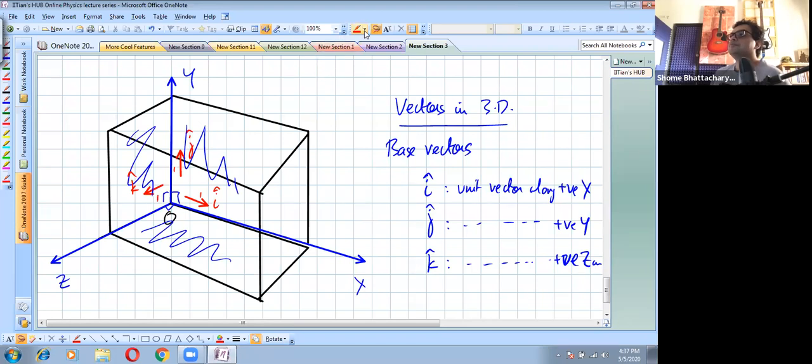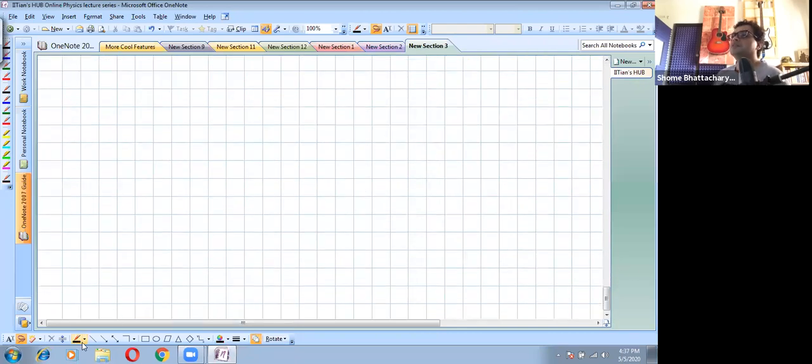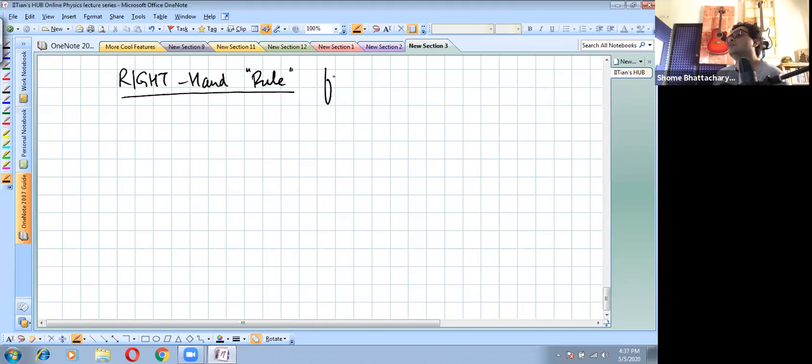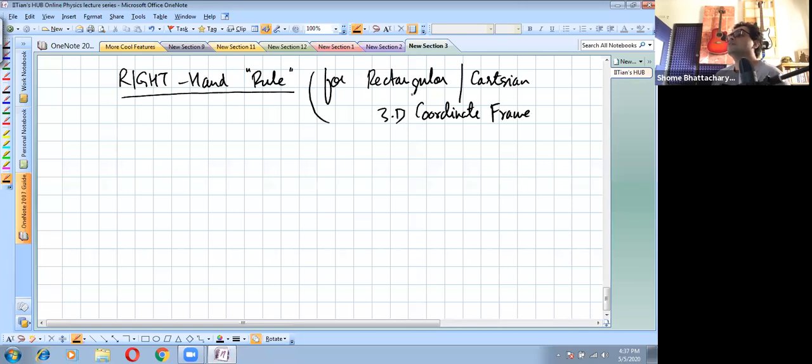Okay. Next up, let us understand something very important here, which is right hand. For a rectangular, or what we call a Cartesian, coordinate system. Of course, we are talking about three dimensions. What we mean by right hand? So this system that we have just seen in a sort of three dimensional diagram.